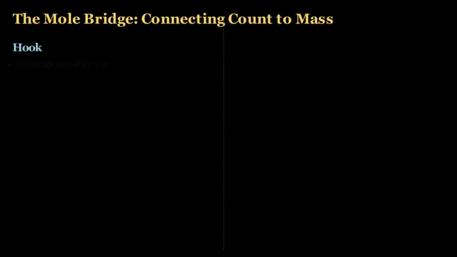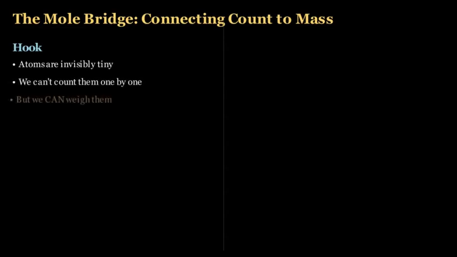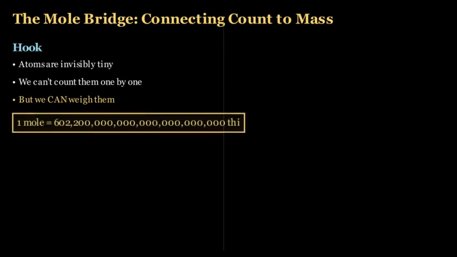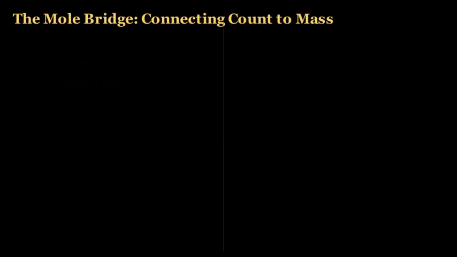You can't count atoms one by one, but you can weigh them. How do chemists know exactly how many atoms are in a beaker without ever seeing them? It's like knowing how many pennies are in a jar just by putting it on a scale. If you know how much 1 penny weighs, the total mass tells you the count. That's the trick we're going to learn.